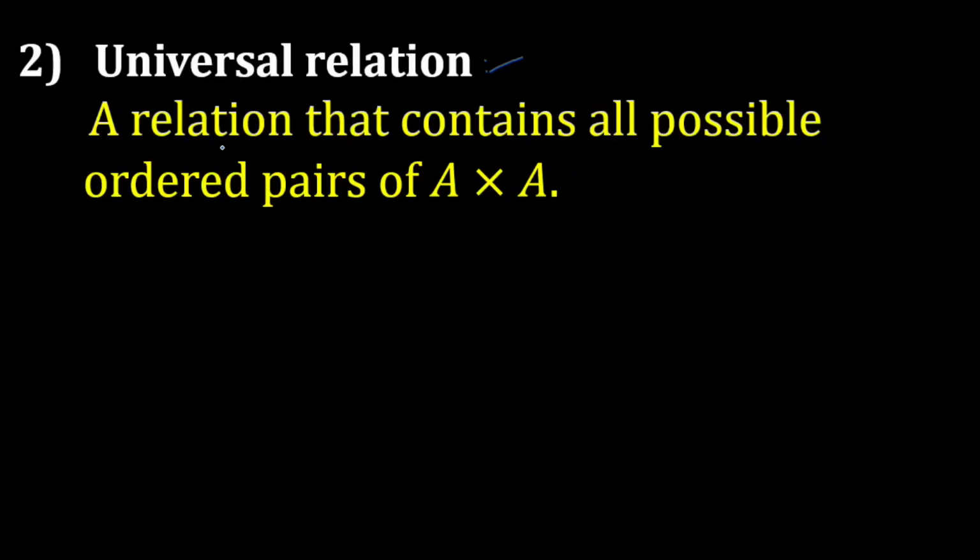The second one is the universal relation. It is exactly the opposite of the empty relation. A relation that contains all possible ordered pairs of A cross A. If suppose A is the set, then A cross A should consist of all ordered pairs.